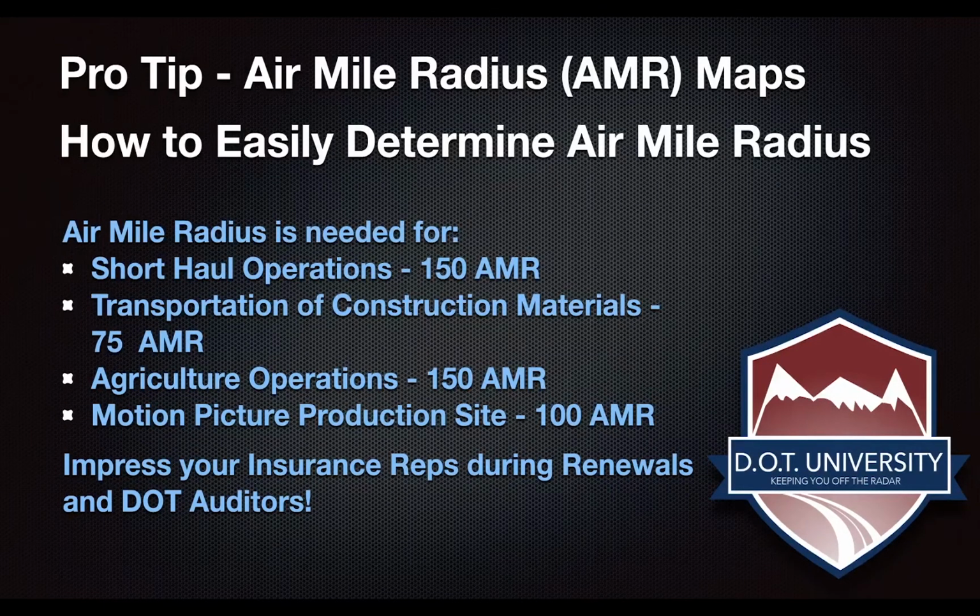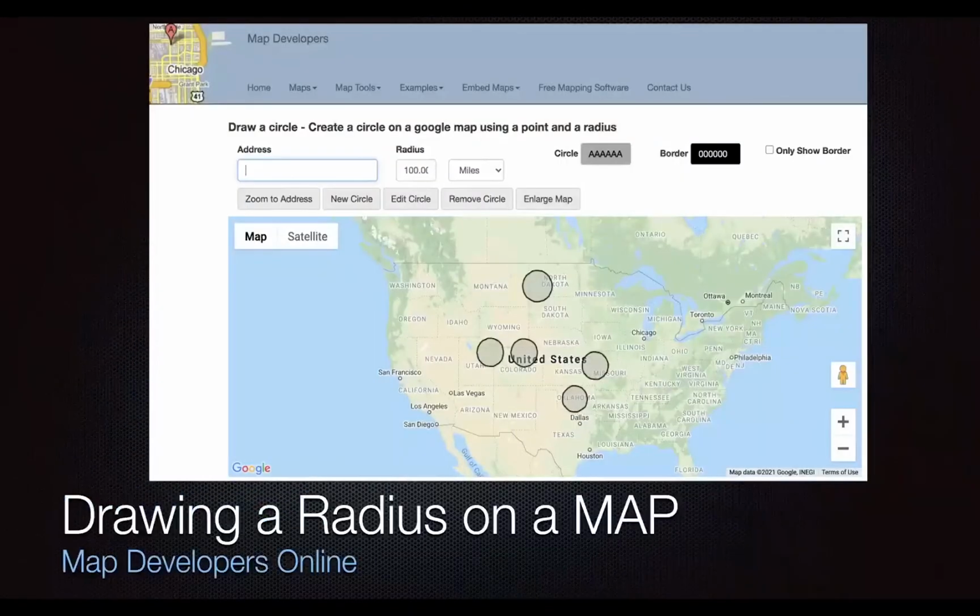Knowing how to do these radiuses is super important because you can impress your insurance reps during your insurance renewal. You can show them, hey, we've gone this far. We can show our drivers where these boundaries are. Or if you're going through a DOT audit, especially one surrounding hours of service, you can have that radius printed up to show that, hey, we know what we're doing. So this is a really great tip for y'all to use.